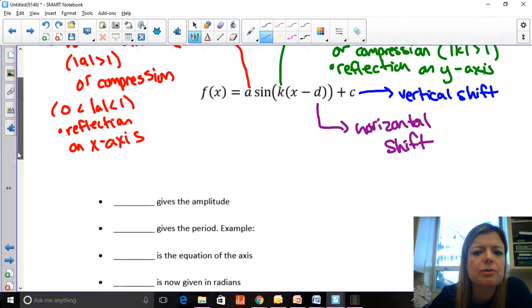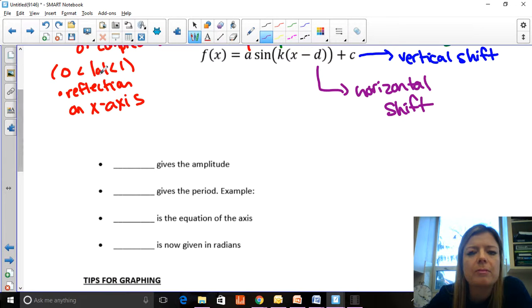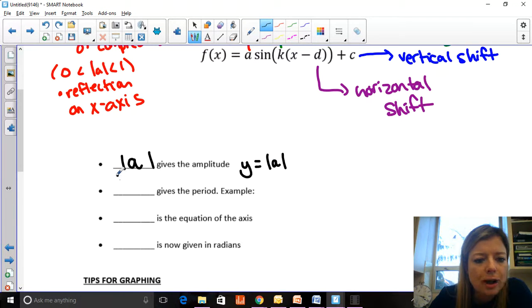So what's more important with trig functions is what each of these parameters tell us. Remember that the amplitude normally on a sine or a cos curve is 1. So when it's multiplied by a factor of A, that is the new amplitude. So it's always the absolute value of A that is the amplitude of the function. 2 pi divided by k gives us the period of the function.